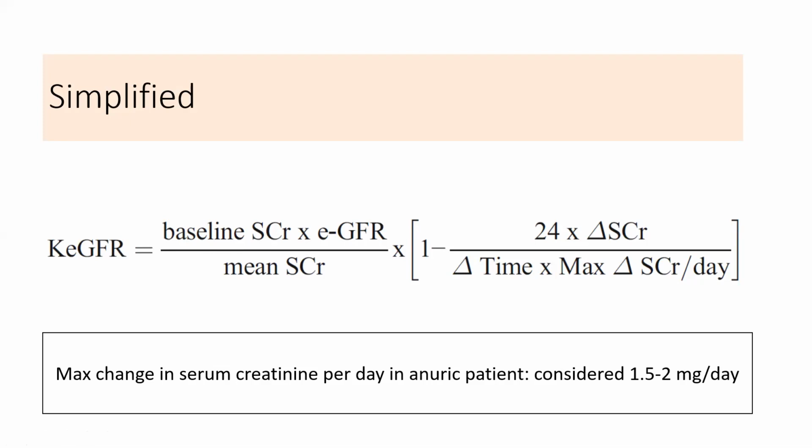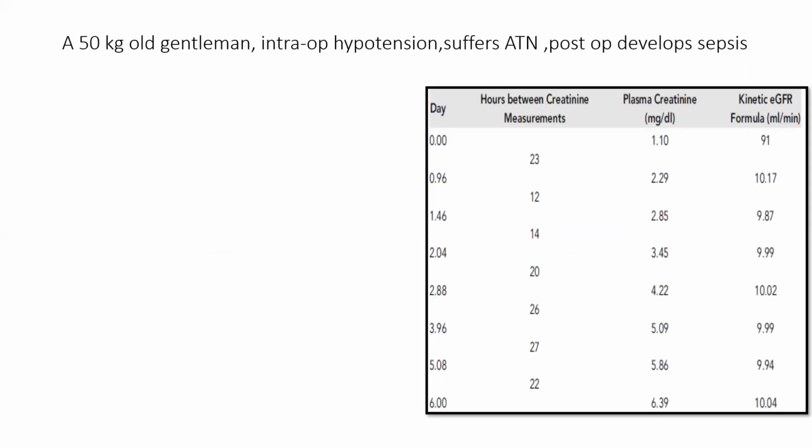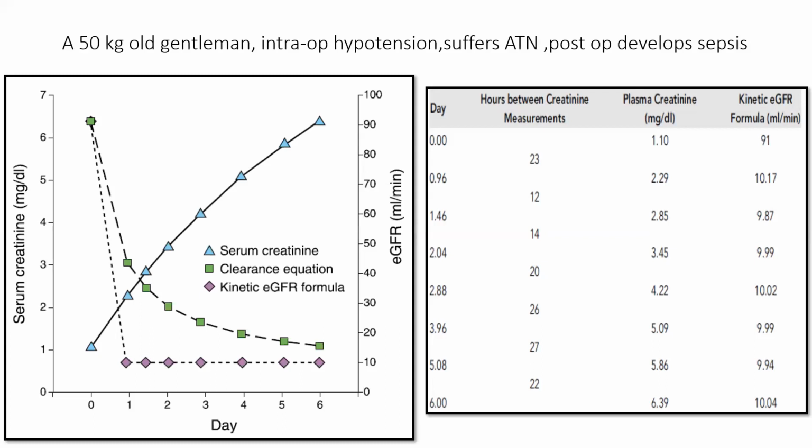So I just thought of including this hypothetical case, which Dr. Sheldon Chen in his paper had shown to demonstrate the importance of this kinetic eGFR formula. This was a hypothetical case where a 50 kg gentleman had intraoperative hypotension, suffered acute tubular necrosis, and post-operatively also developed sepsis. As we can see in the table on the right side, the consecutive creatinine values done at different time periods in the post-operative period showed a gradual, slow increase in the serum creatinine.